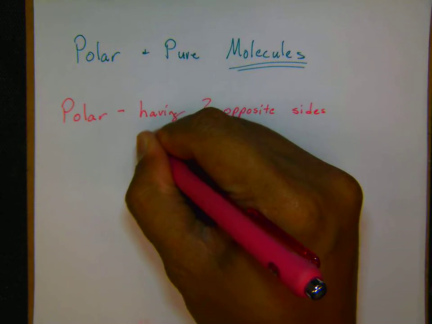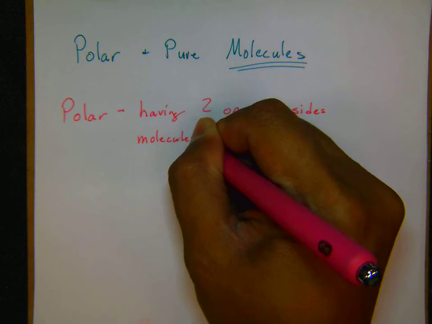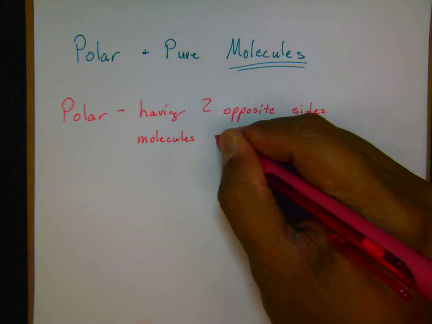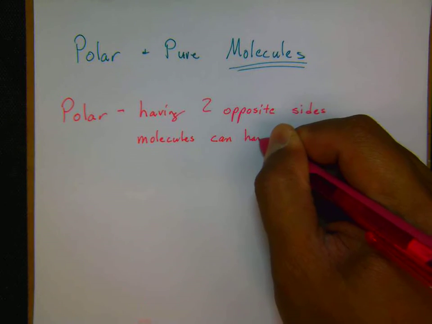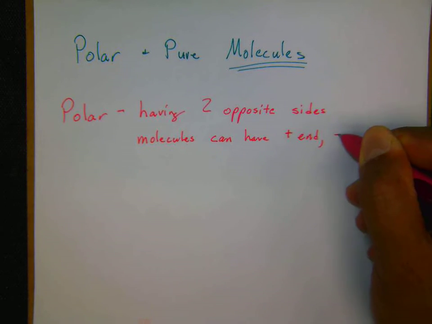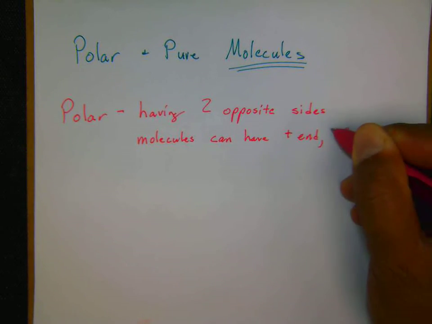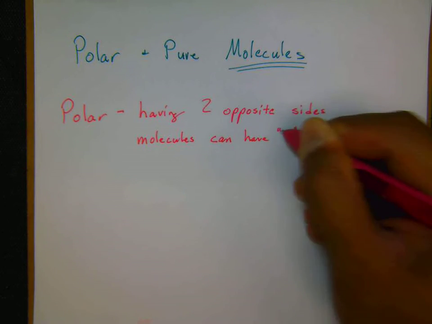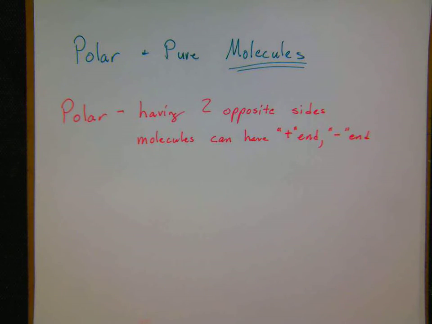Now molecules can have a positive end and a negative end. Just like a battery. A battery is also considered polar because it's got a positive and a negative end. So molecules have a positive and negative end. Water is polar. That means it's got a positive and negative end.